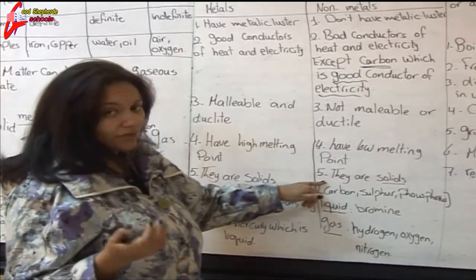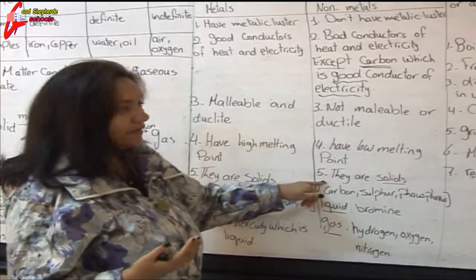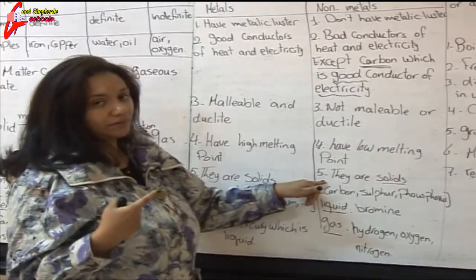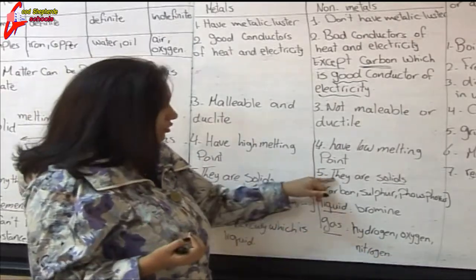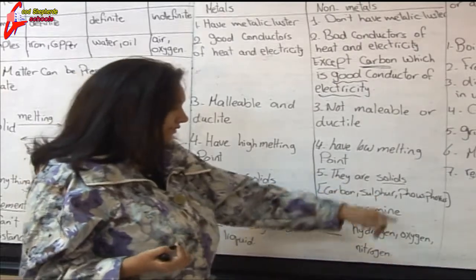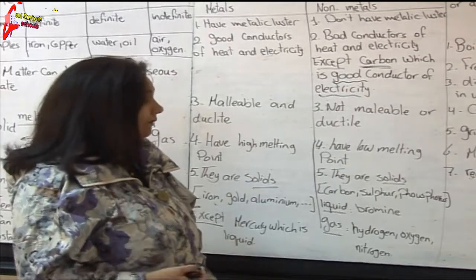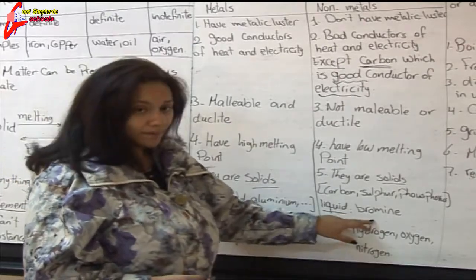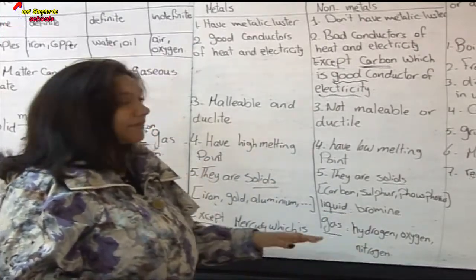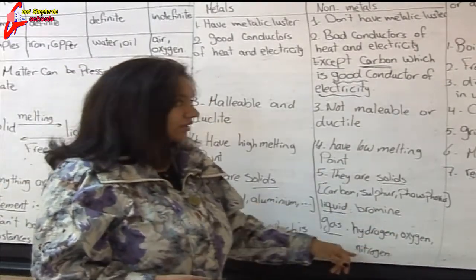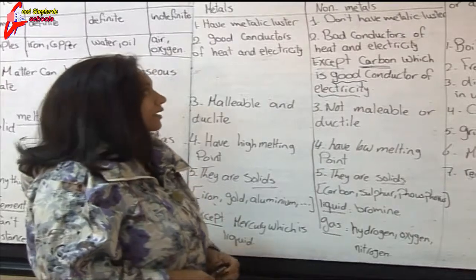What are the states of non-metals? I can find the non-metals in 3 states. Solid state, like carbon, sulfur, and phosphorus, and we have only one liquid non-metal, which is called bromine. And also I can find some gases, non-metals like hydrogen, oxygen, and nitrogen.